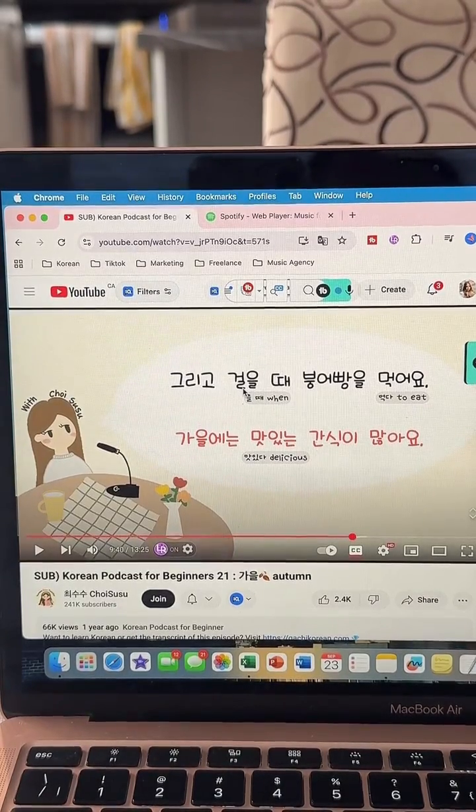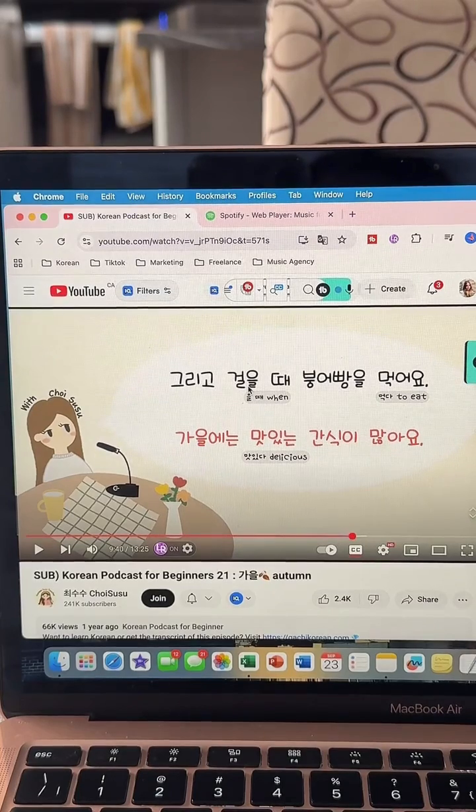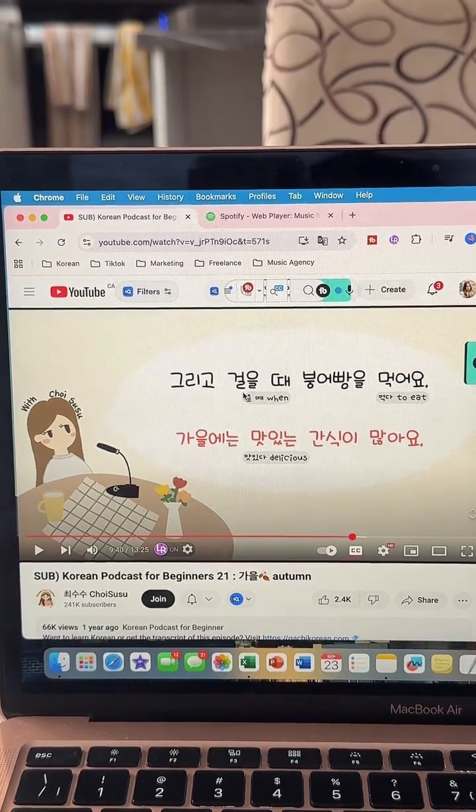So what would this word mean? Comment down below. I'm going to give you a few seconds to try and guess which verb this is originally from. So 5, 4, 3, 2, 1.